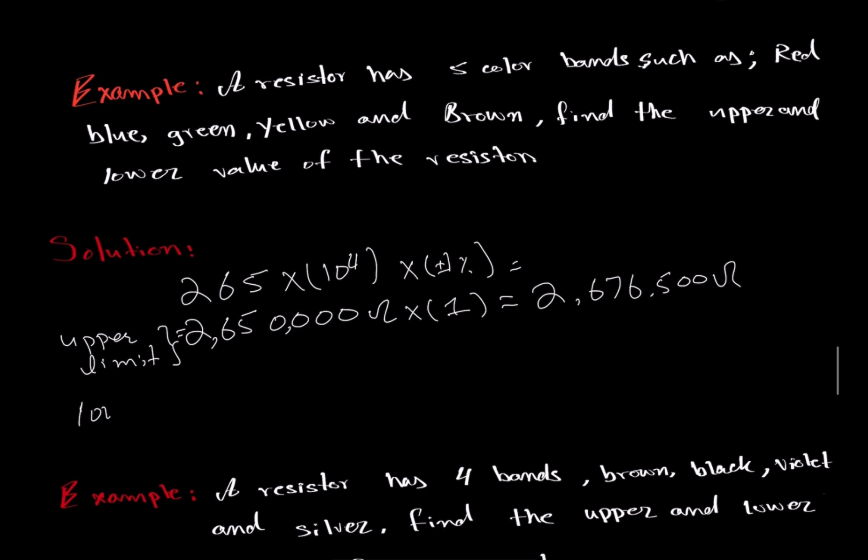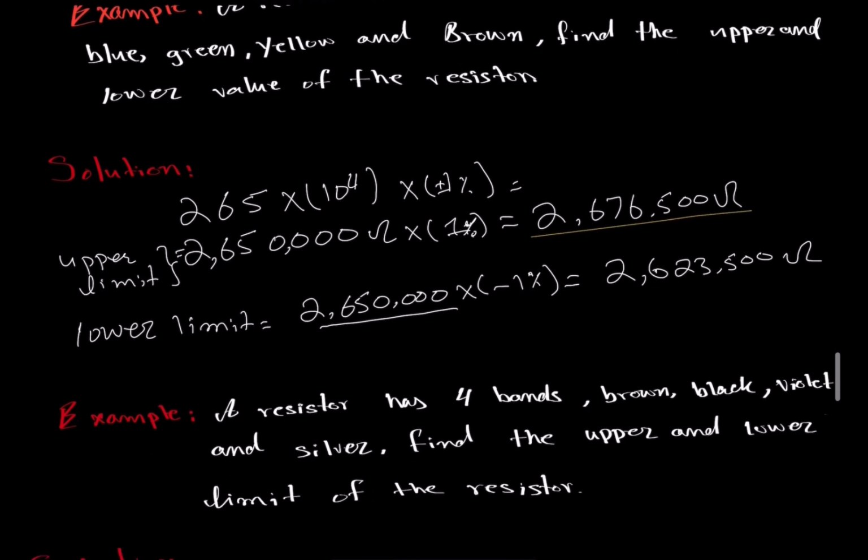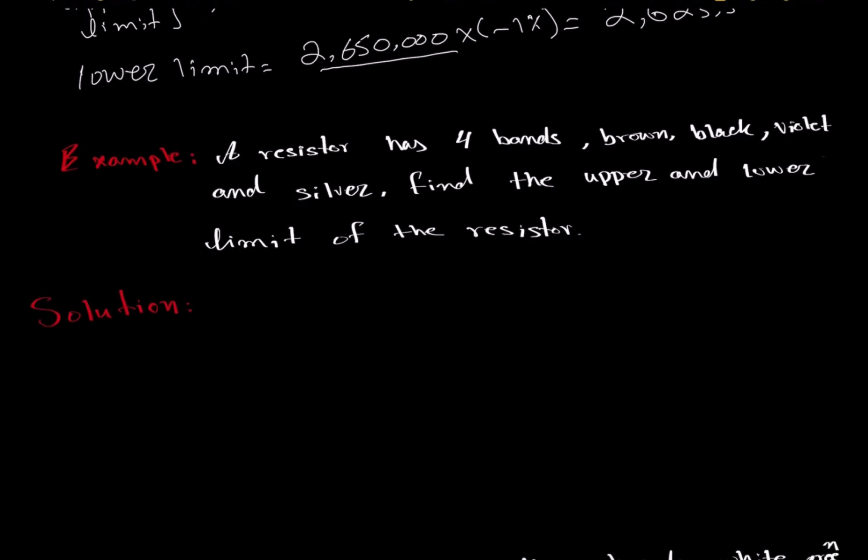Now the lower limit will be the ohmic value from the 5-band that we had, 2,650,000 ohms, times the lower limit negative 1%, which will give us 2,623,500 ohms. Next, a resistor has 4 bands: brown, black, violet, and silver. Find the upper and lower limit of the resistor.